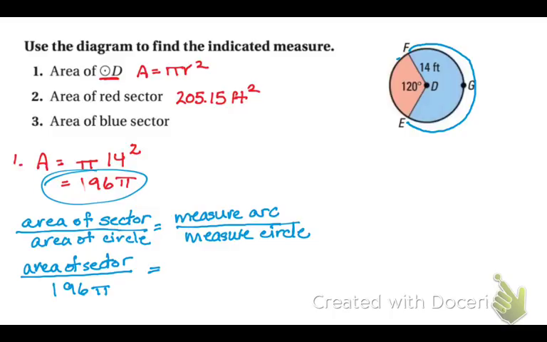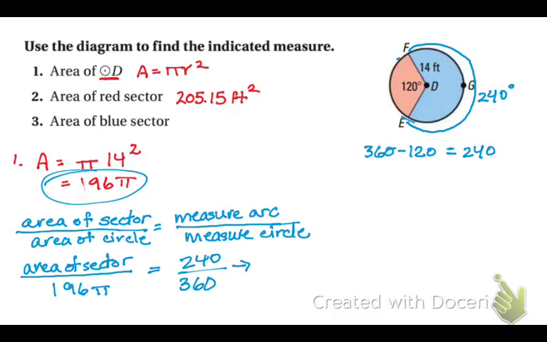So hopefully you remember from the previous chapters, the whole is 360, so we can take away 120. And what's left is 240 degrees. So this arc measure is 240 degrees. So the area of the sector over 196 pi equals 240, and we divide that by the measure of the whole circle, which is 360.